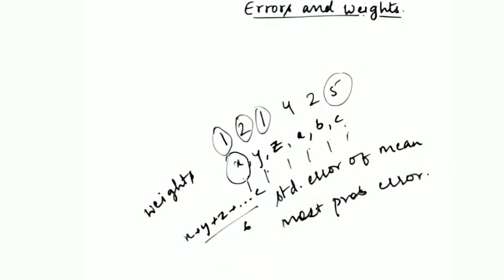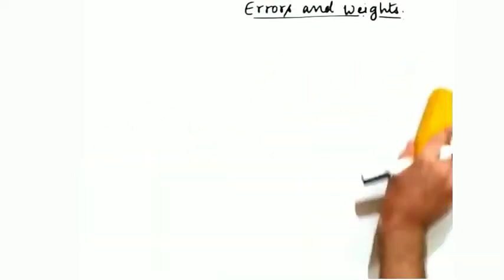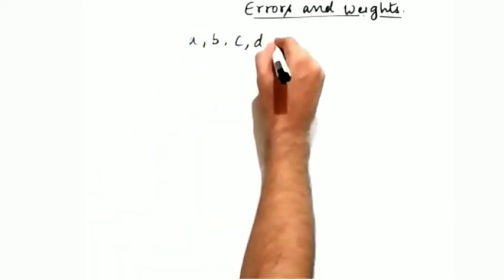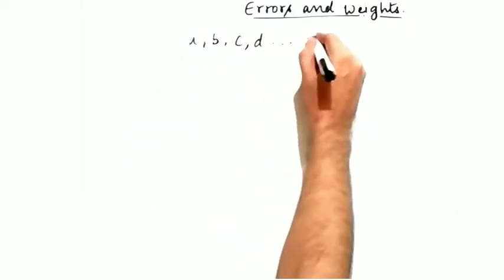For the errors, first of all, we will consider that weights are not given. Secondly, we will consider that weights are given. So let us begin with the chapter. Suppose you are given a few observations. Let us consider you are given A, B, C, D, and up to Z as the observations.